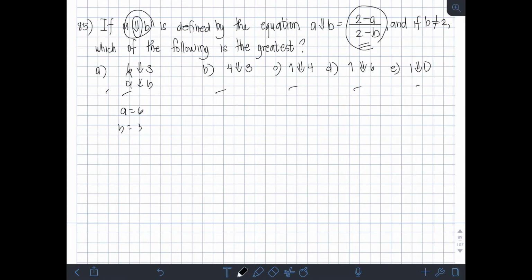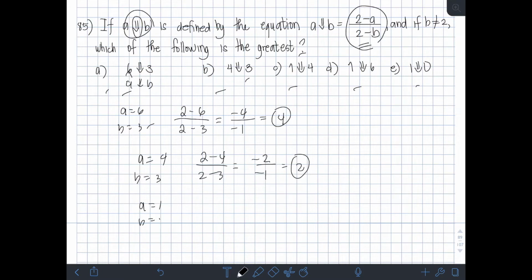So, pag sinubstitute natin dito sa equation, 2 minus A, so 6 over 2 minus B, 3, equal to, 2 minus 6 is negative 4, over 2 minus 3 is negative 1, positive 4. So, doing the same with B, so A naman natin is 4, and B natin is 3. So, 2 minus 4 over 2 minus 3 is negative 2 over negative 1 or 2. Then, for C, A is 1, B is 4. So, 2 minus 1 over 2 minus 4, we have 1 over negative 2 or negative 1 half.